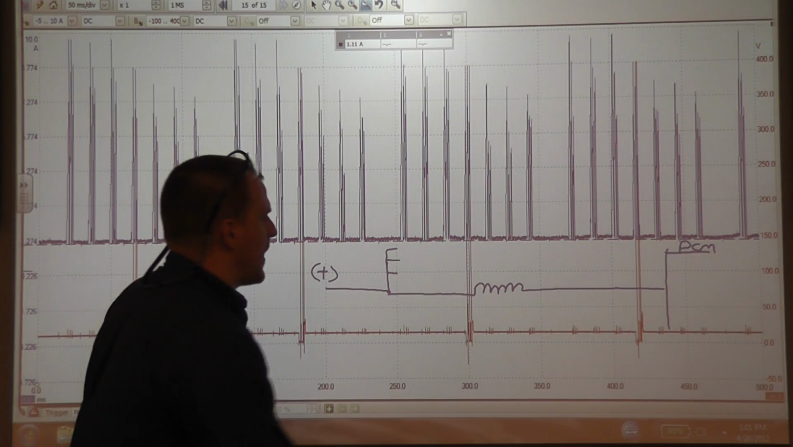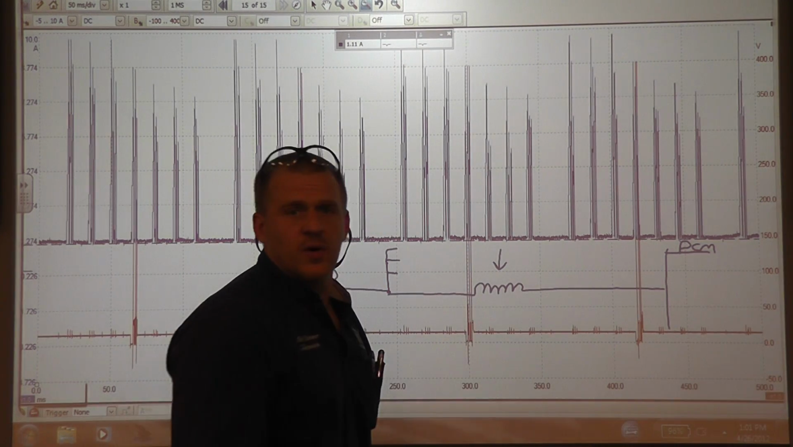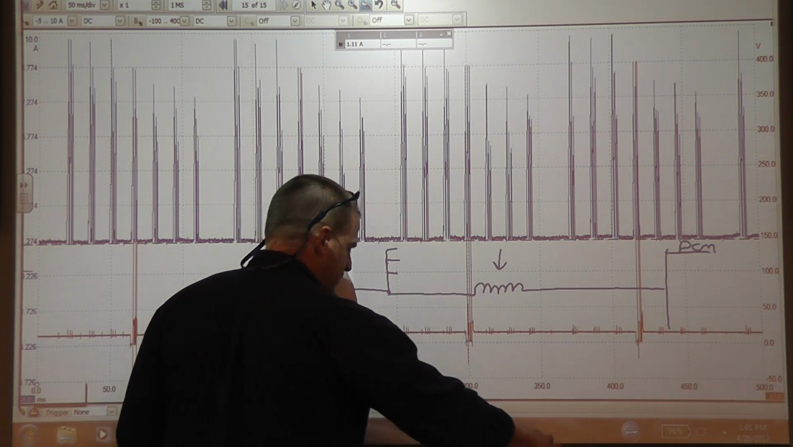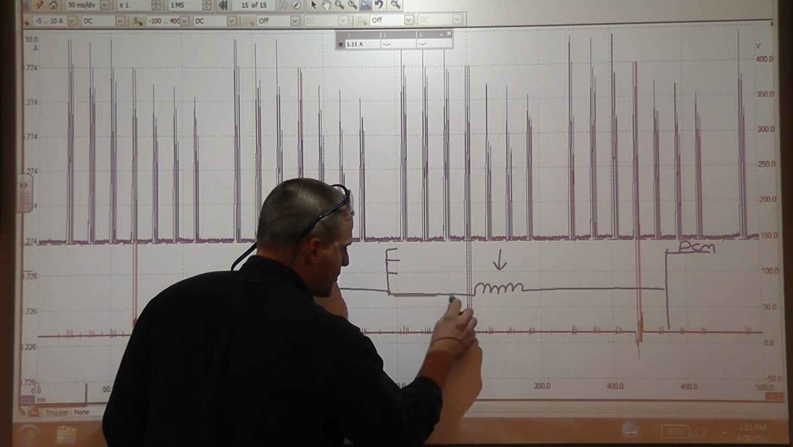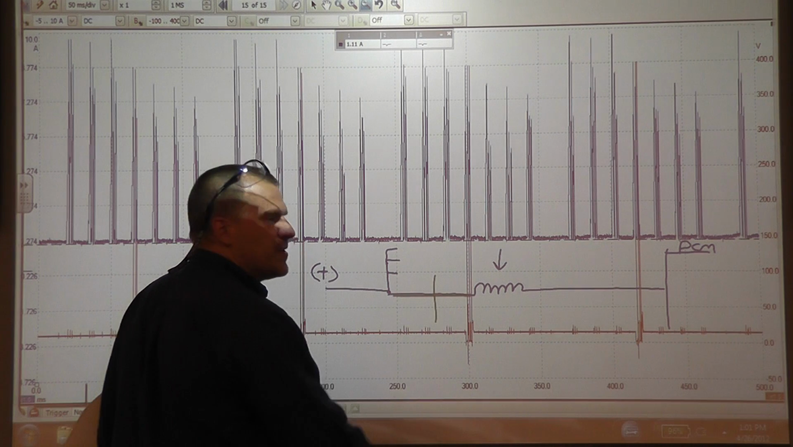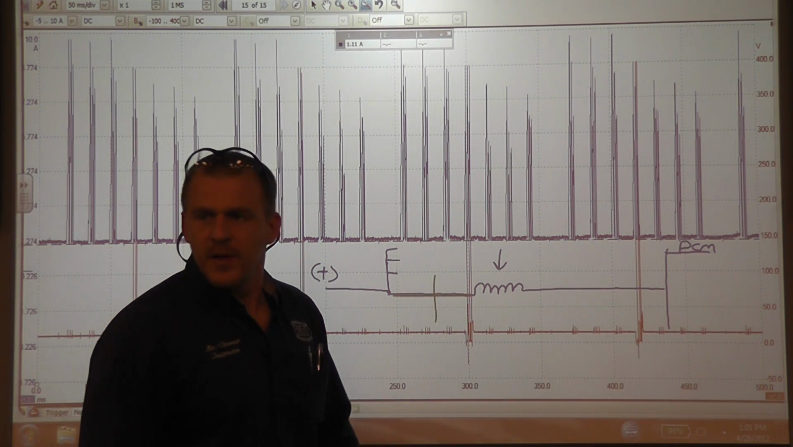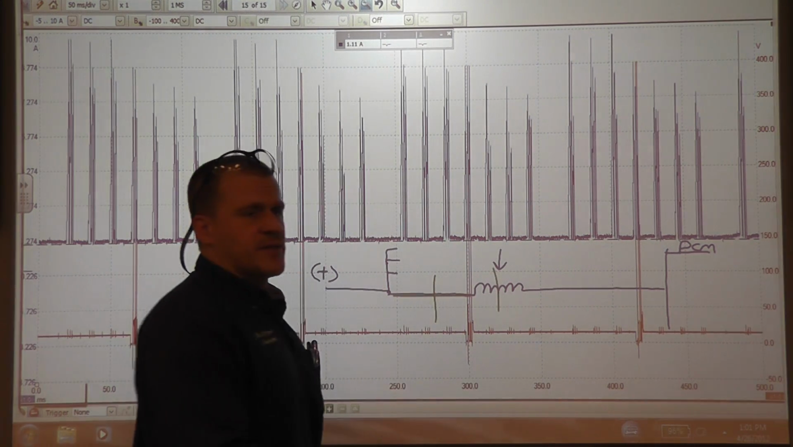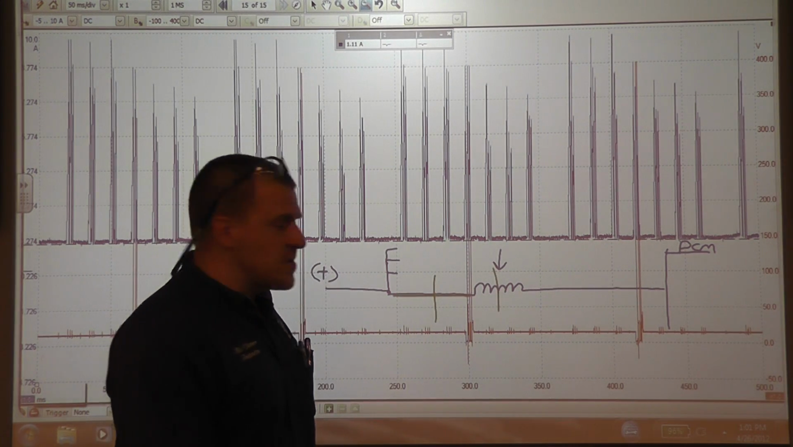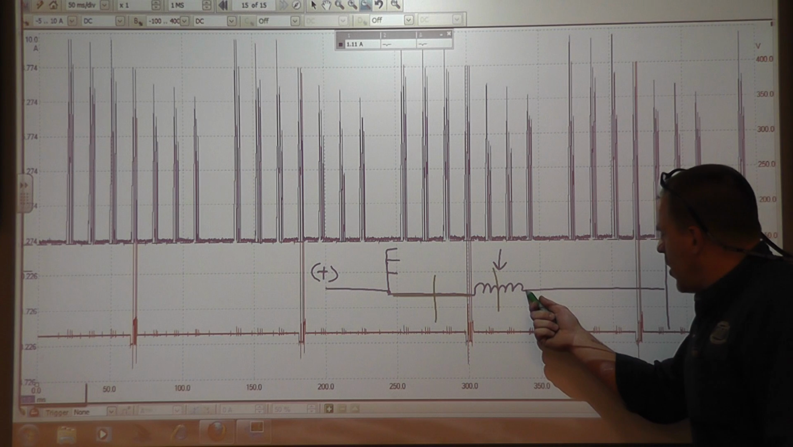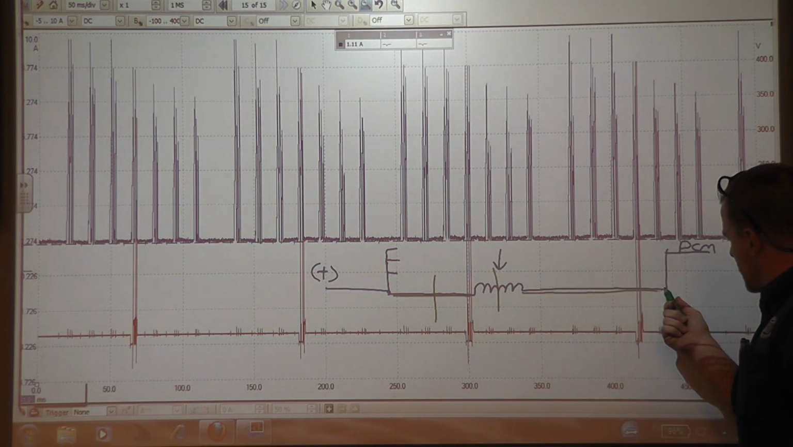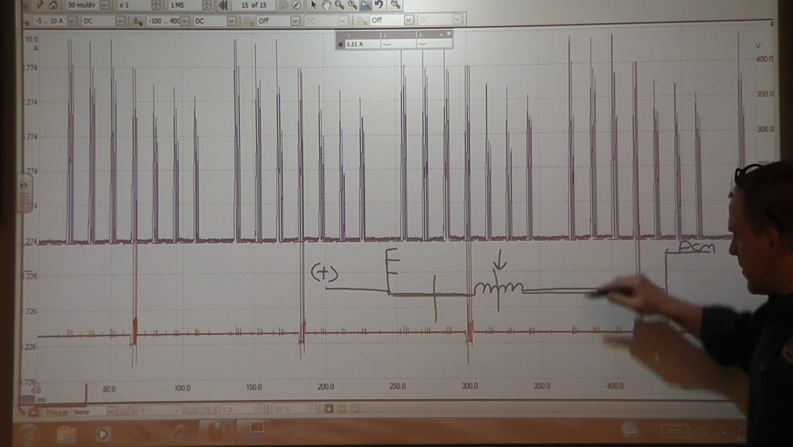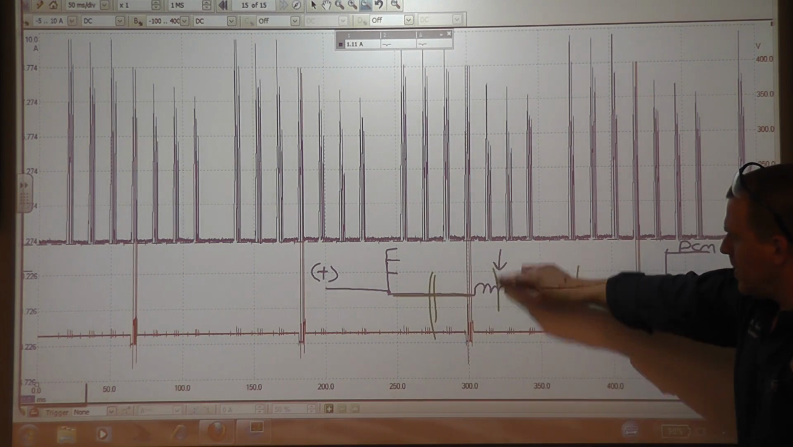What we're concerned about with our cylinder number 6 coil is this feed wire, which is going to be in this section in here. Could we have a break in this feed that's causing our problem? Absolutely. Could we have an open in the coil that's causing our problem? Absolutely. Could we have an open in this control wire between the coil and the computer? Absolutely. So open there, open there, open there.